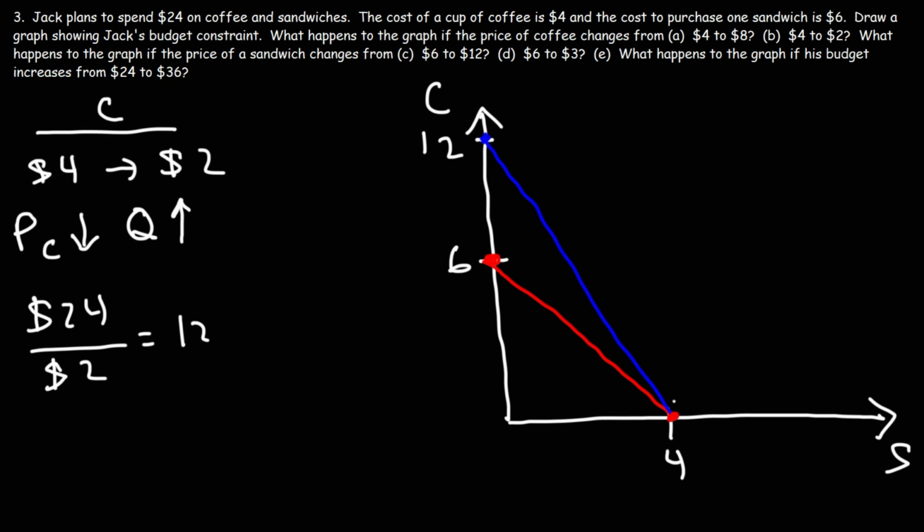So notice that this time the curve, or the line rather, rotates about the x-intercept in the clockwise direction. Before it rotated in the counterclockwise direction. So if the price of coffee goes down, the curve will rotate clockwise around the x-axis, and if the price goes up, the curve will rotate counterclockwise around the x-axis. And as we can see, the y-intercept moves up along the y-axis.